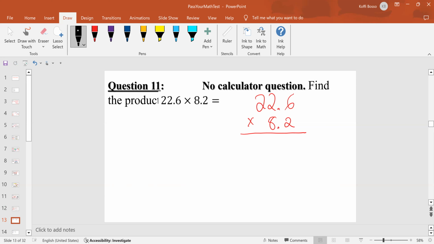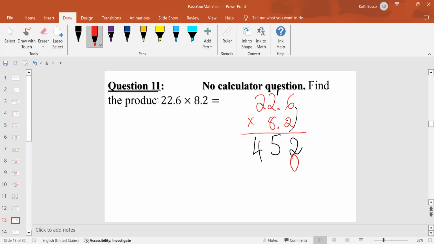I know there are many methods. People learn different methods, but what we want here is to get the correct answer. So what is 2 multiplied by 6? 2 multiplied by 6 is 12. I write 2 and I carry 1. You continue. 2 multiplied by 2 is 4. 4 plus 1 is 5. 2 multiplied by the other 2 is 4. After that, I have to hold the place, so I put 0 there.